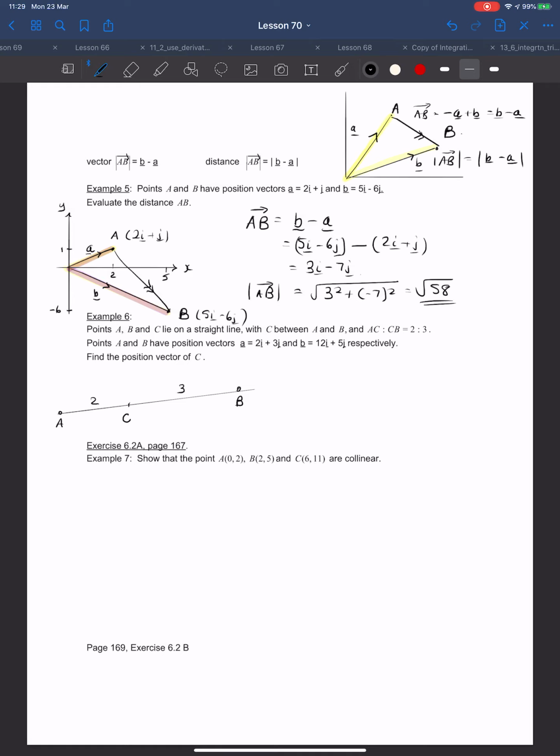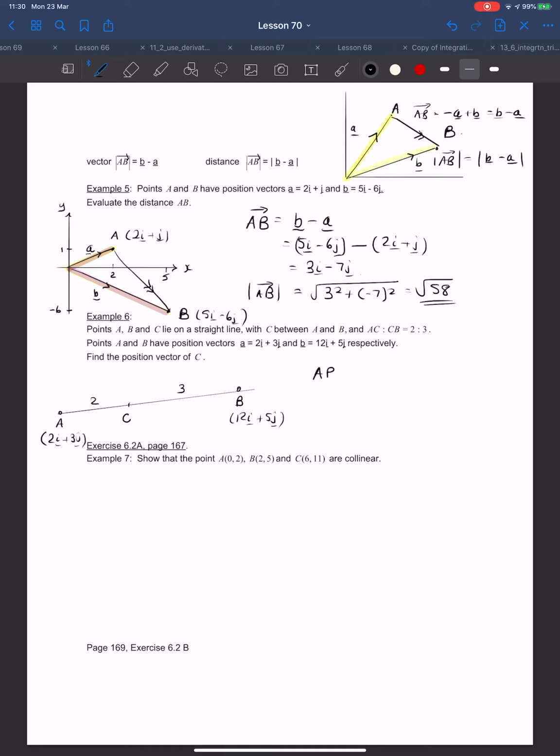Points A and B have position vectors 2i plus 3j for the A, and 12i plus 5j for the B. Find the position vector of C. Okay, because C splits this line in the ratio 2 to 3, if we can work out A to B, which we can because it's B minus A, this is going to be 2/5 of the difference, and this is going to be 3/5 of the difference.